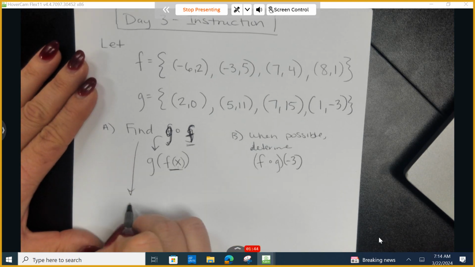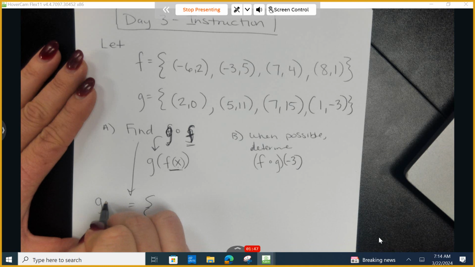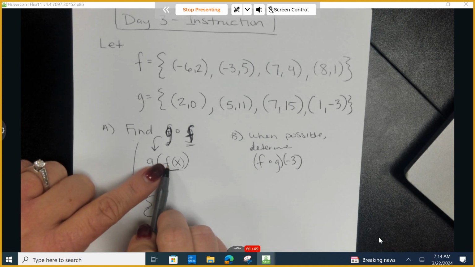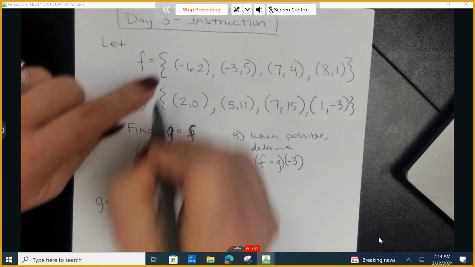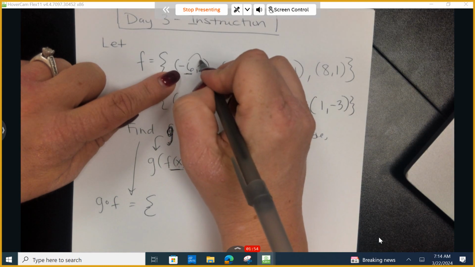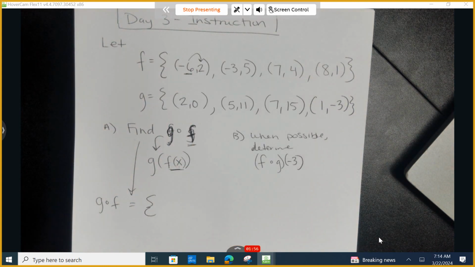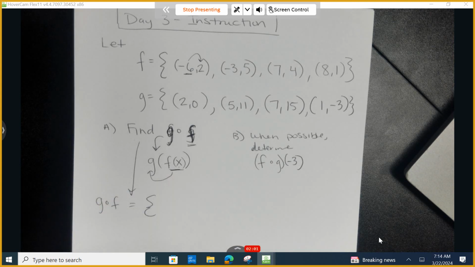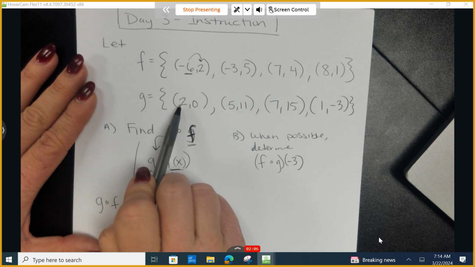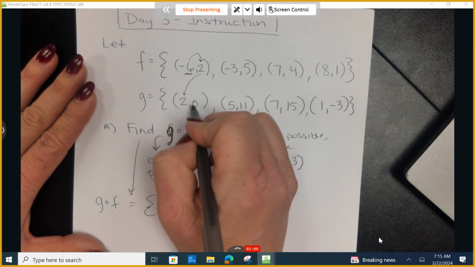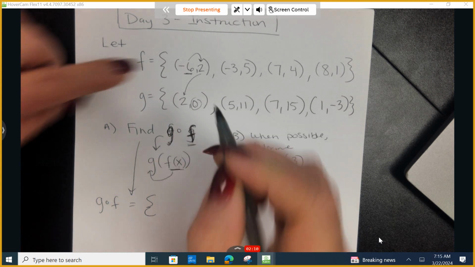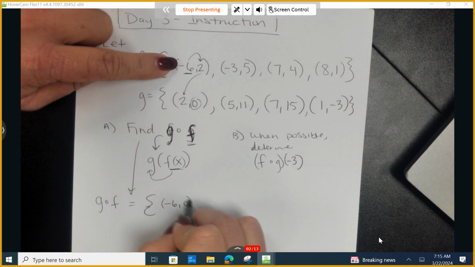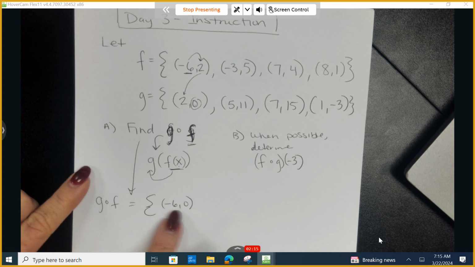To get this answer, I'm going to start with the x values, always the inside or the last one. So I go to -6 and I draw an arrow. The output to -6 is 2. Then I drop into the second function and I see, is there any positive 2 in the second function, which happens to be g? Oh, there's a positive 2, and the output is 0. So (-6, 0) now belongs to this composition of functions.